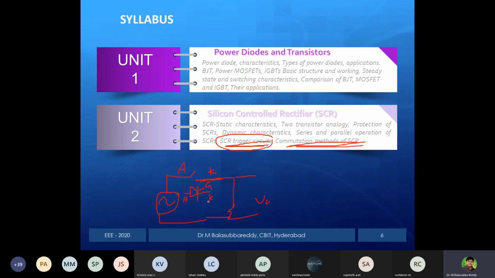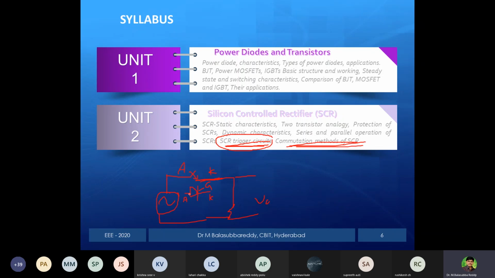But that device will not conduct. What is the difference? Conduct means the switch must be closed. Forward bias means it is ready to conduct. That is the difference. So forward bias is different, conduction is different, whereas in the case of a diode, both are the same. Once it is forward biased, automatically it will conduct.